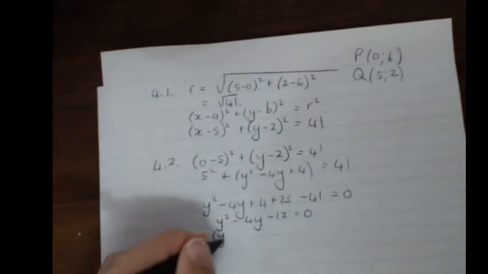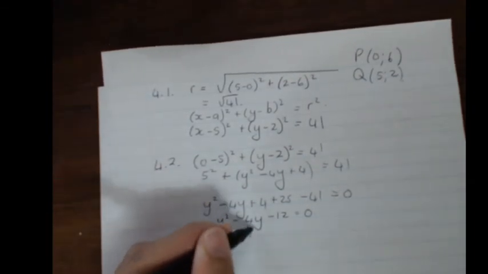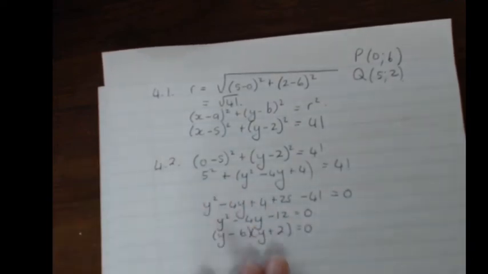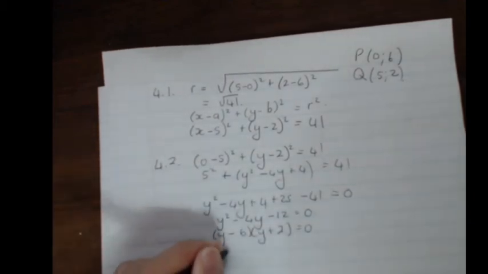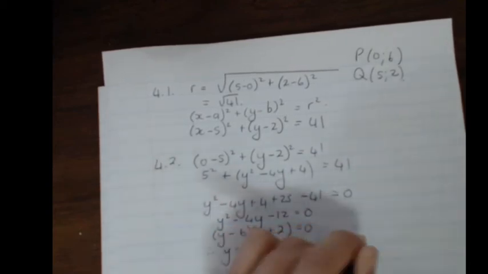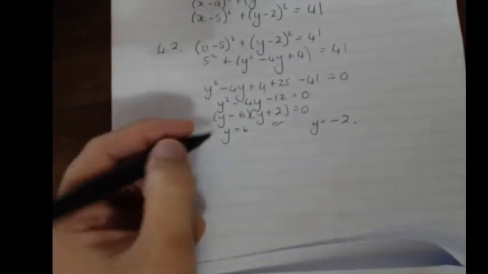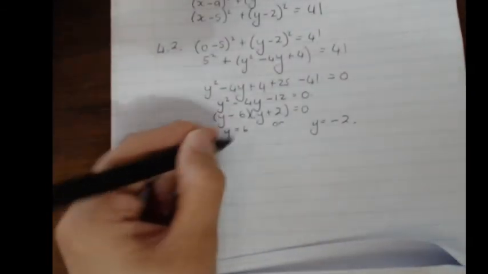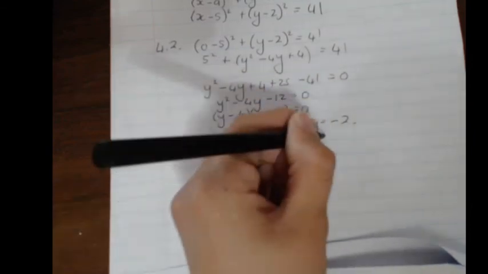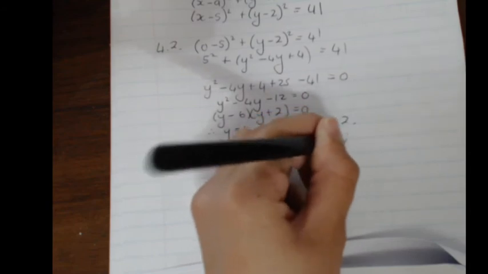And well, I can easily factorize this: (y minus 6)(y plus 2) is 0. So y squared minus 6y plus 2y minus 12. So y equals 6 or y equals -2. Did I not tell you that? So that means the coordinates of P is (0, 6) that was given to me, and then S, which is what I wanted to calculate here, is the coordinate (0, -2).